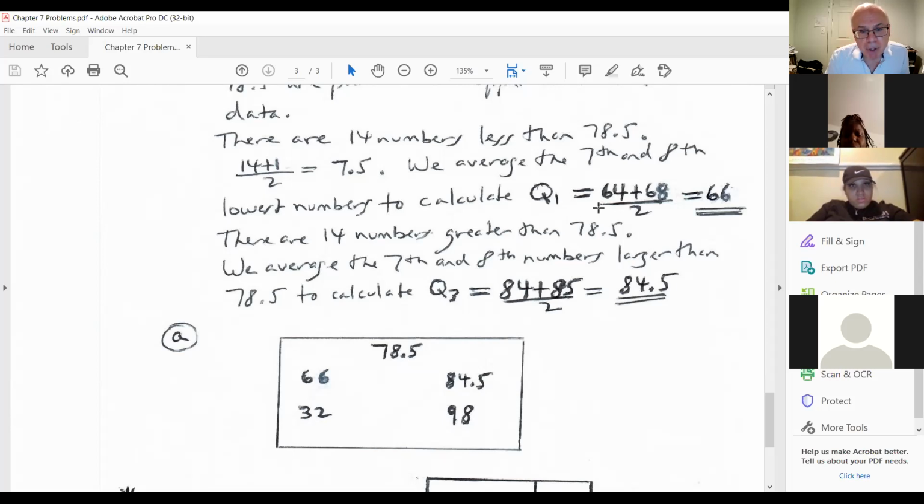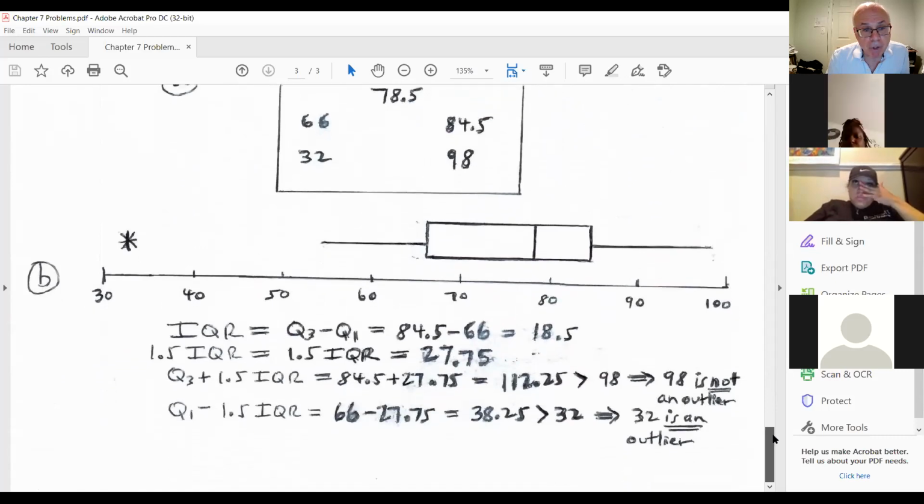You're taking the median of the lower half of the data. I'm talking about the 14 lower numbers, you find the median of that. And you're averaging those two numbers in this case. There's 14 numbers, so it's going to be the 7th and 8th numbers in the data set. 64 and 68, you're averaging them. That's where the 66 comes from. And Q3, the upper half, it's the 7th and 8th numbers in the upper half of the data set. The half of the data set that's larger than 78.5, the median, and you're averaging 84 and 85. That's where you get those two numbers.